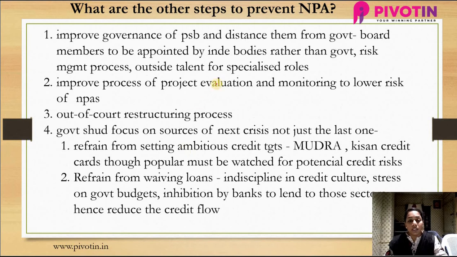And the government should also focus on the source of the next crisis, not just deal with the existing crisis. The sources may be like Mudra and Kisan Credit Card. They have potential credit risk, and also loan waivers. This creates indiscipline in credit culture, and it stresses not only the government budgets but also inhibits the banks from lending further to those sectors. So these are the other steps which can help to prevent NPAs.